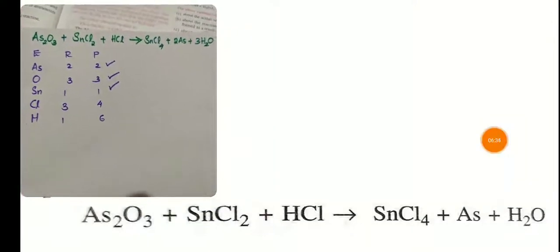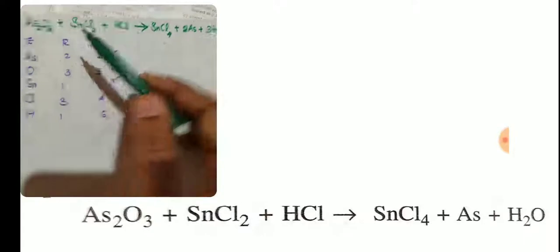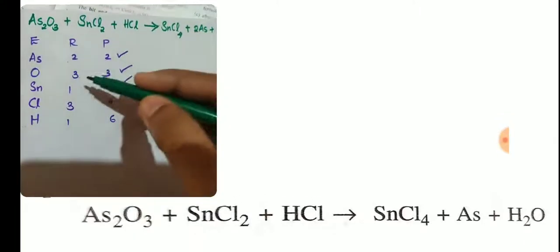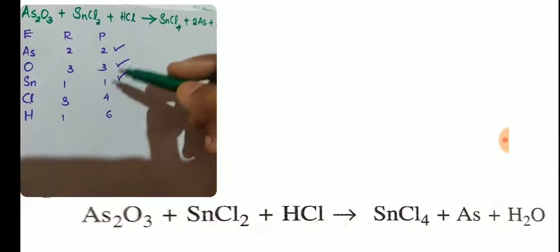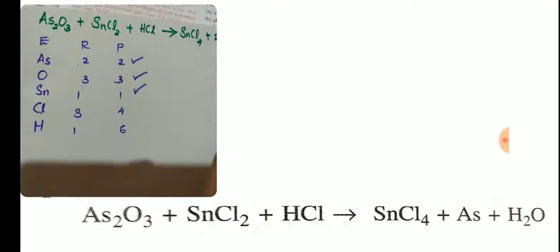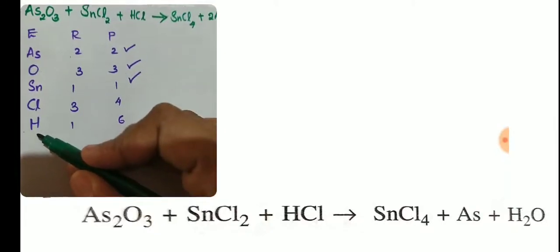So after multiplying our H2O with 3, our equation will come like this. As a result, arsenic is already balanced in the above equation, oxygen is balanced now, and Sn is balanced in the skeleton equation itself. So now 3 elements are balanced. Chlorine we will balance at last, as already mentioned, right? So next one is hydrogen.